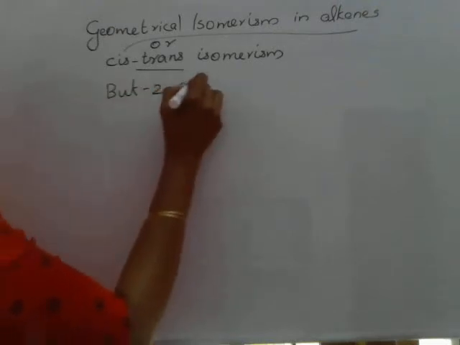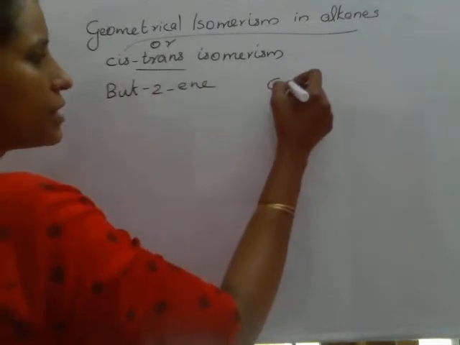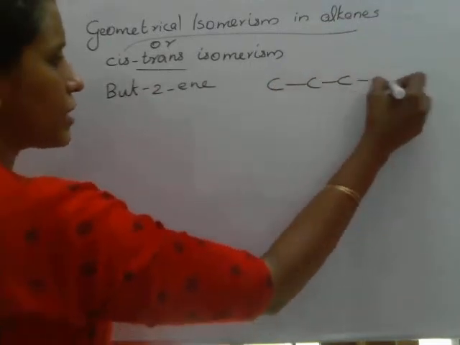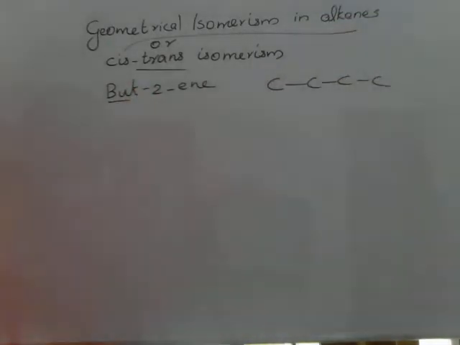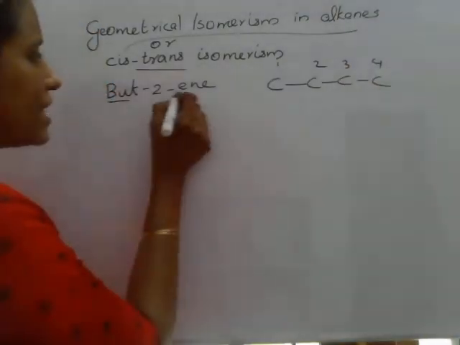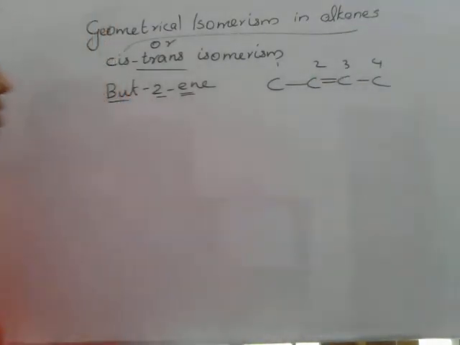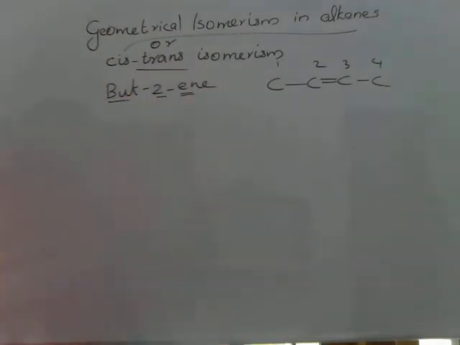But-2-ene. Let's draw the structure of but-2-ene first. But-2-ene means how many carbon atoms? 4 carbon atoms. But means there are 4 carbon atoms. If you number the carbon atoms 1, 2, 3, 4, 2-ene: the second carbon atom has a double bond. Second and third carbon atoms are doubly bonded.